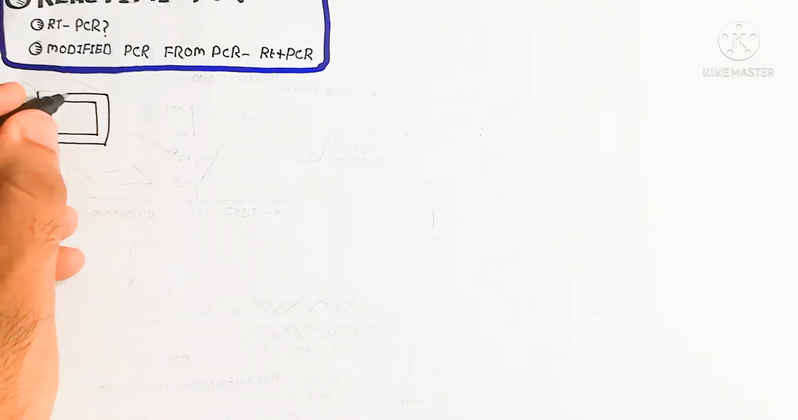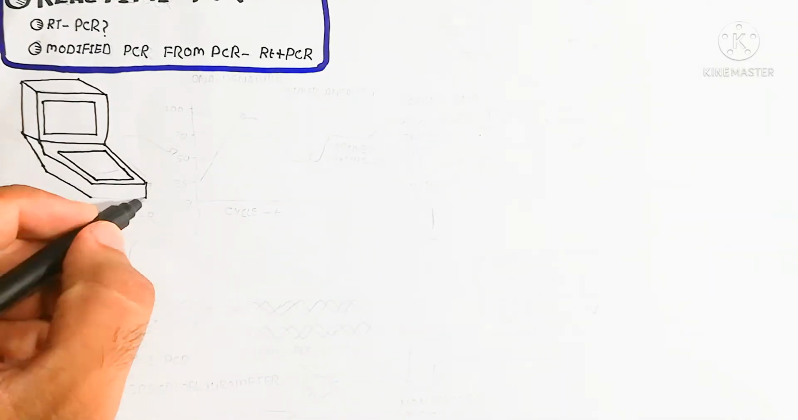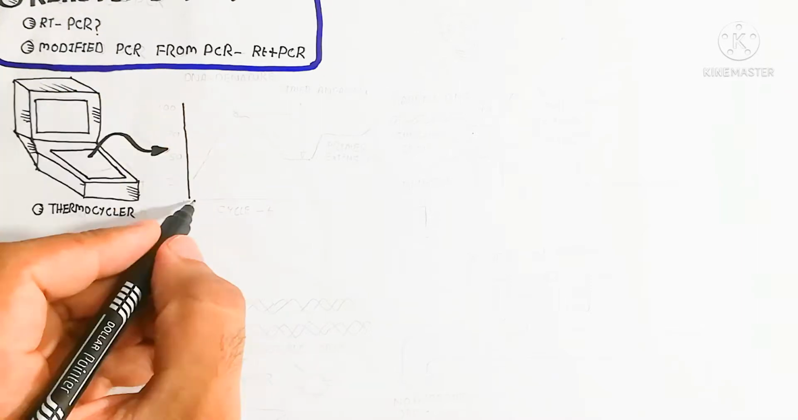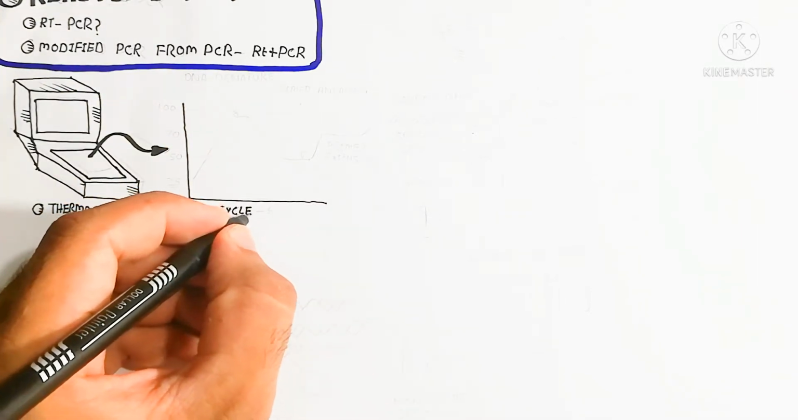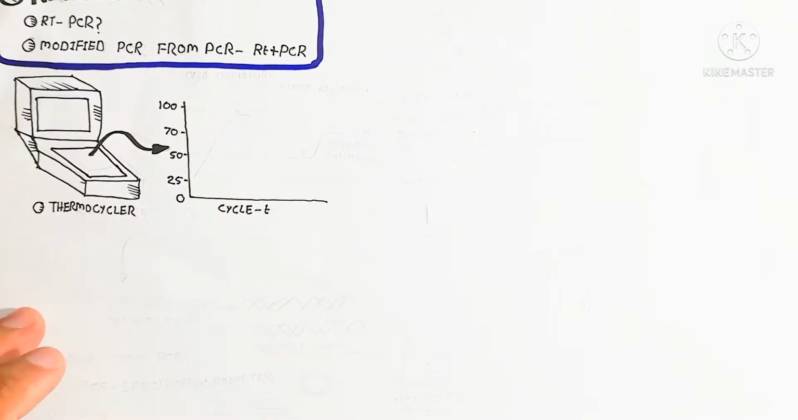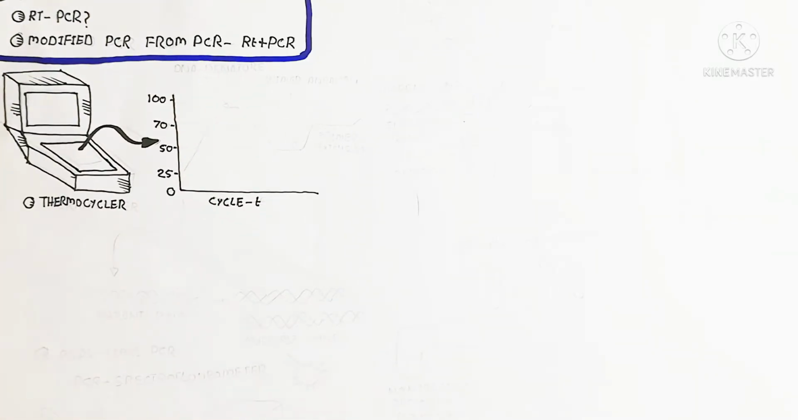So first of all, we should understand the mechanism of PCR. PCR is known as the polymerase chain reaction, which is performed in the thermocycler. The thermocycler is an automated machine which automatically changes its temperature, and everything required for DNA amplification is used.